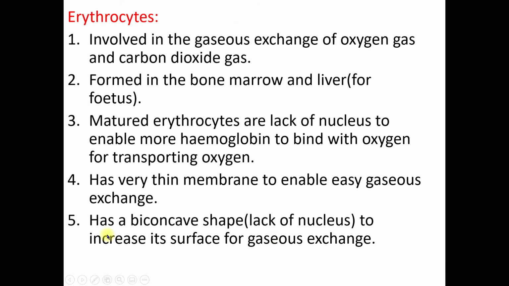Then red blood cell has a biconcave shape, or nearly spherical shape, to increase its surface area for gases exchange, right? To increase its surface area, tambah sini, for gases exchange. Now, because of the lack of the nucleus, it causes the red blood cell to have a biconcave shape.